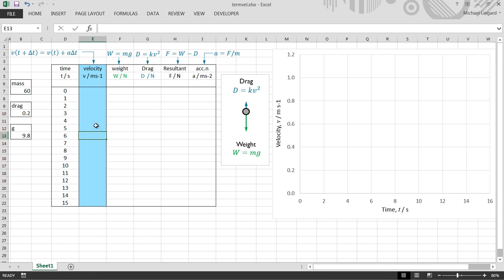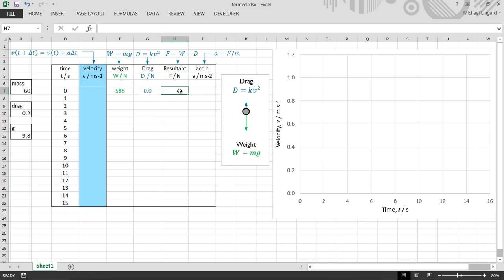So to do that, we've inputted some parameters of our system. We're saying that the mass of the object is 60 kilograms. There's a drag coefficient here and a value of g. And we can use some basic physics to put the formulas in that will just make this all work, hopefully. So the weight is equal to the mass multiplied by g. Okay. The drag is equal to the drag coefficient multiplied by the velocity squared. Now we don't have any velocity at the moment, so that's going to come out 0.